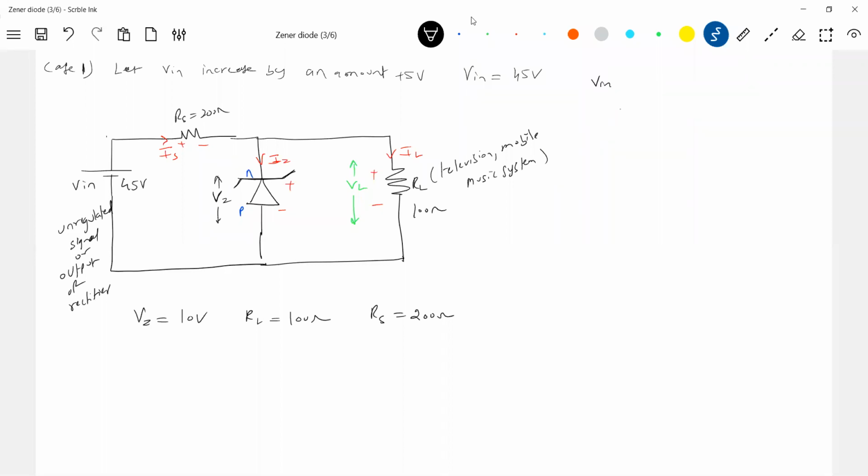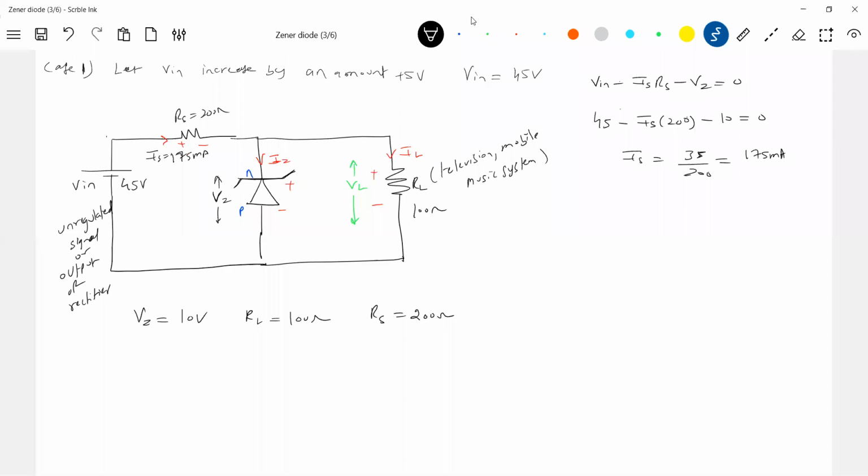Write the equation. Vin minus IS RS minus Vz equals 0. So 45 minus I times 200, Vz is 10. This will be 35 by 200. Any value? 175 milliamperes. So the current across it now, how much will it be? 175.